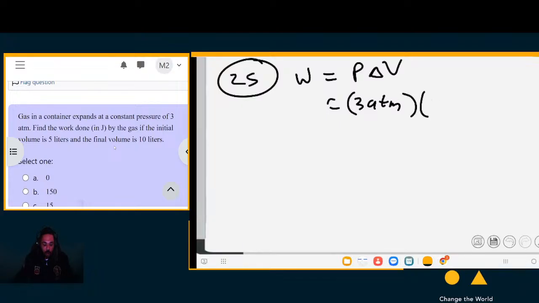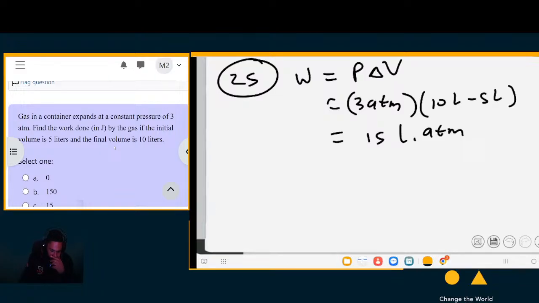The change in the volume is 10 liters final, and initial is 5 liters, so 3 times 5, so it's 15 liter atmospheres. You can write it either way. So 15 liter atmospheres. Okay.